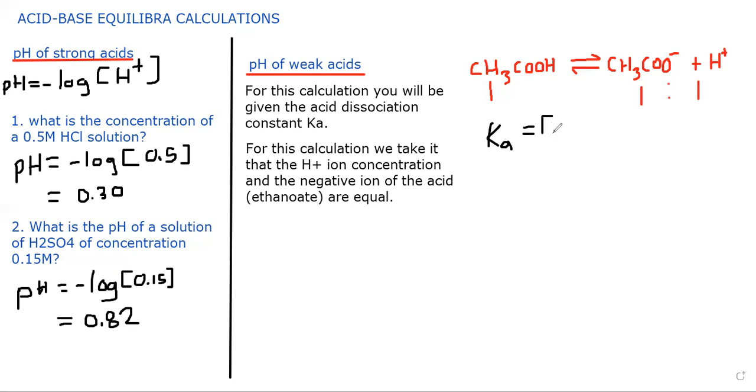it would be the concentration of the products, which is CH3COO minus times H plus, divided by the concentration of the reactant.